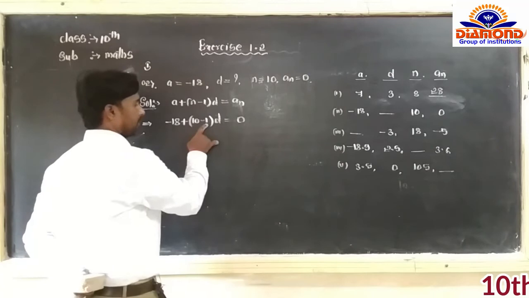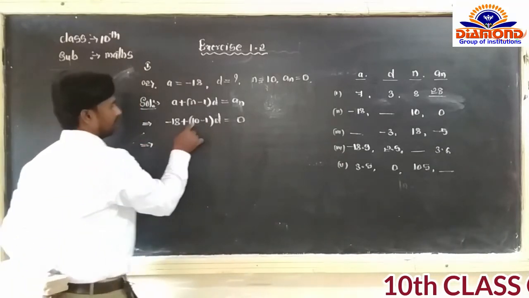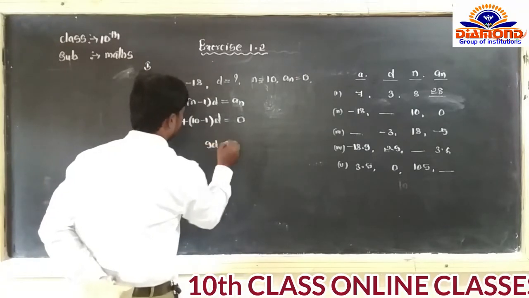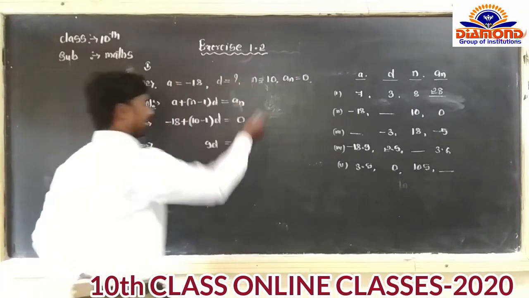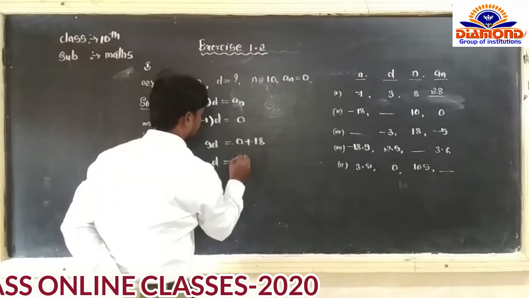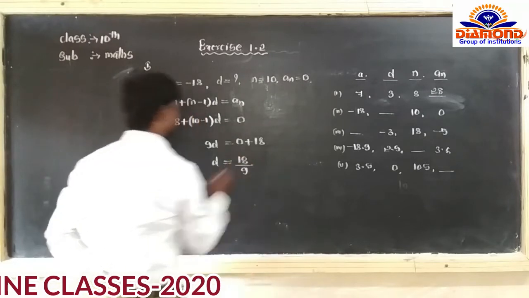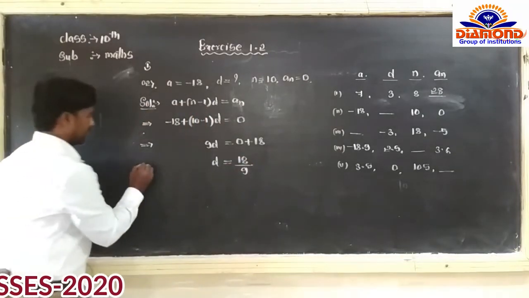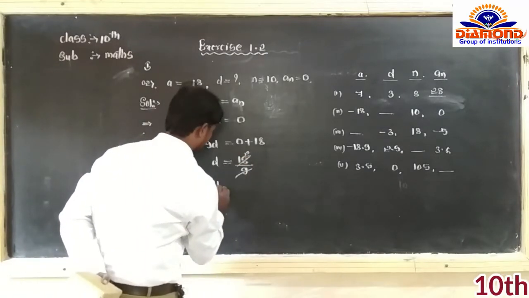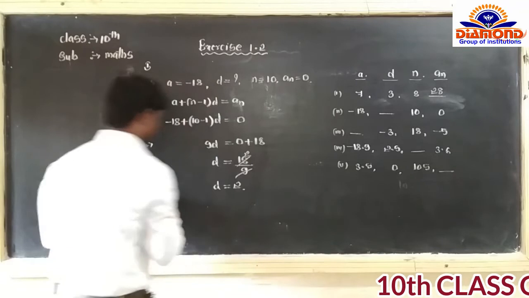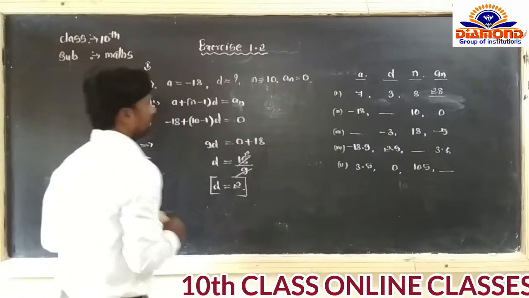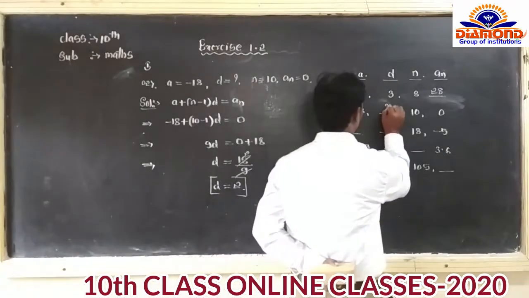Next, 10 minus 1 is equal to 9. Dear students, 10 minus 1 is equal to 9. 9 into d is equal to 9d. Here 0. This minus 18 transferred to the other side will become plus 18. Now common difference is equal to 18 by 9, dear students. 18 by 9. Now here 9 ones are 9, 9 twos are 18. Means common difference we got here, dear students, 2. The common difference is equal to 2. I thought you understood, dear students.